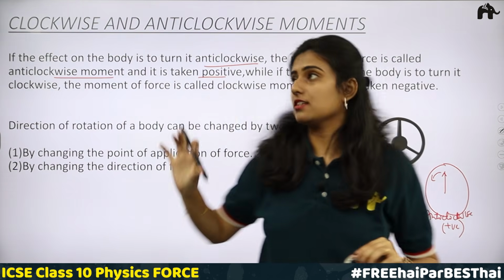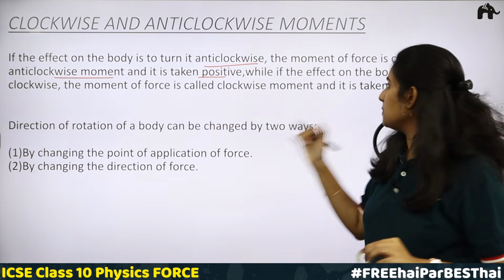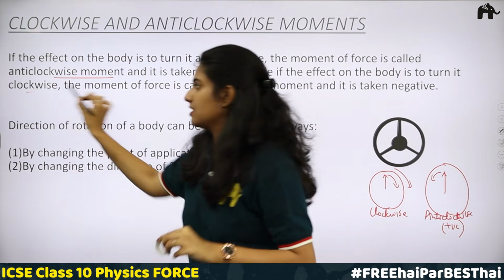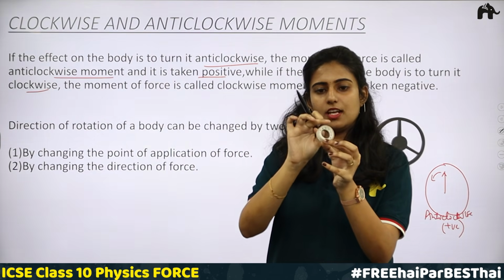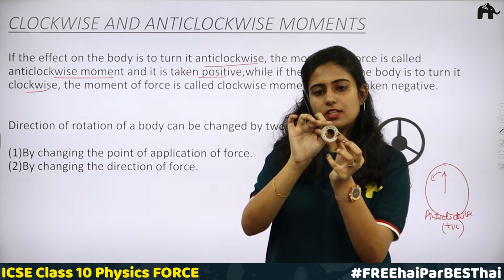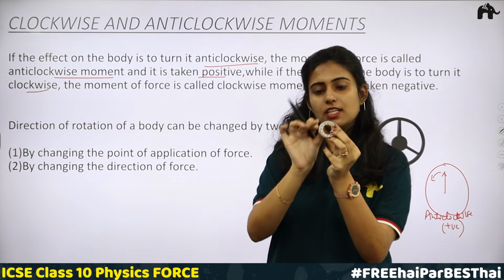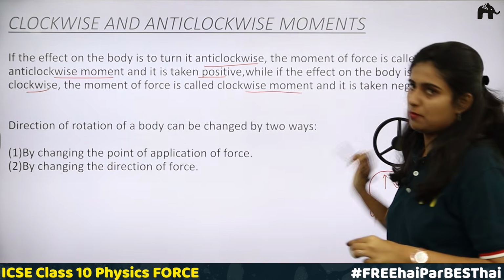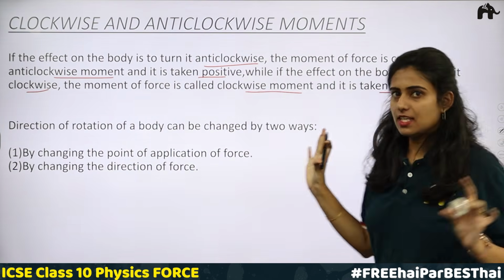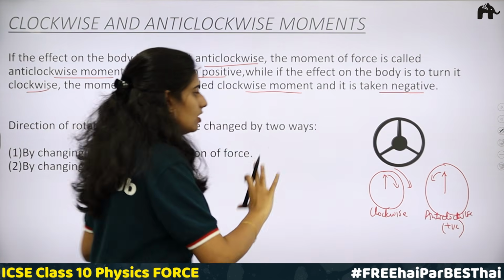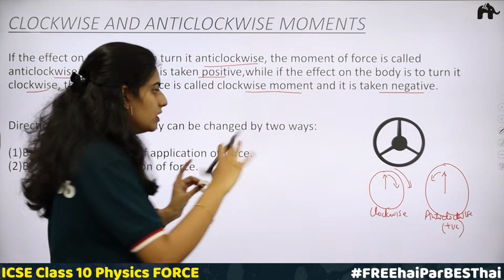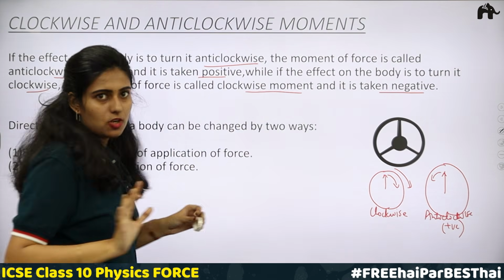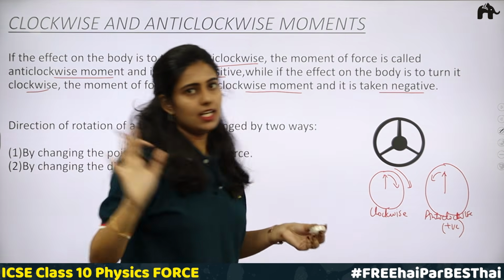In that case, the moment will be taken as positive. While if the effect on the body is to turn it clockwise, here I am applying force, applying torque. How is it moving? It is moving clockwise. In that case, the moment of force is called clockwise moment, and it will be taken as negative. Understood? If the effect is anti-clockwise, to move it anti-clockwise, then the moment is anti-clockwise moment and it will be taken positive. In the other case, it will be taken negative.